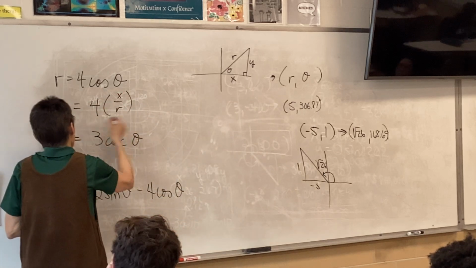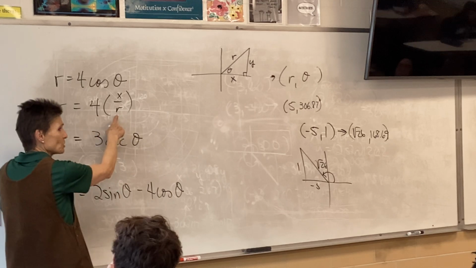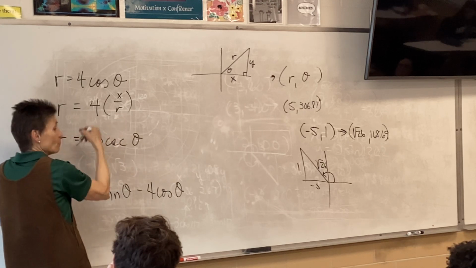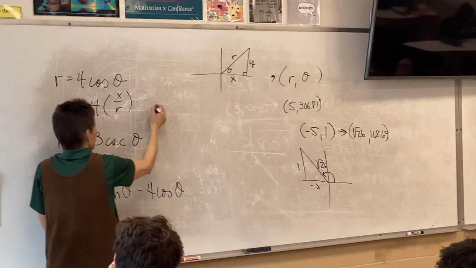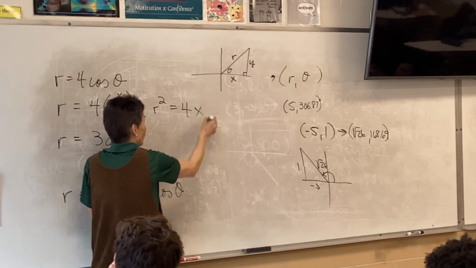Now, let's look at that equation there. It has a fraction in it. How about if we multiply that fraction out? Then it's going to say r squared equals 4x.